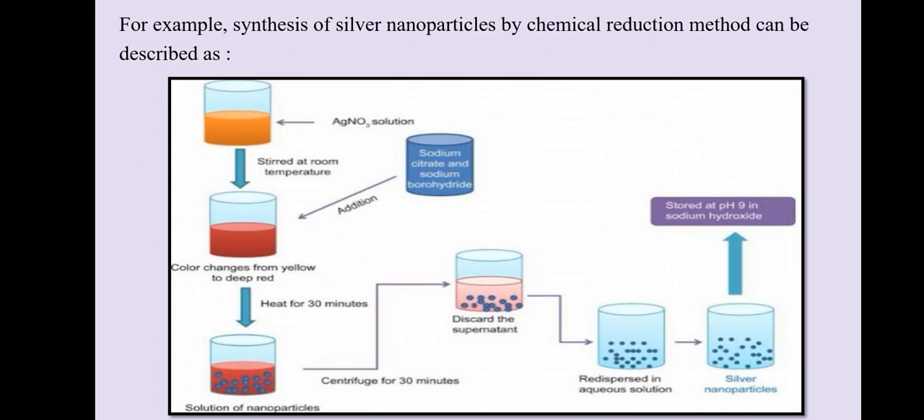Dried powder of nano-size silver can be obtained by freeze drying. The particle size of silver nanoparticles can be from 15 to 48 nanometers. That is the process of synthesis of silver nanoparticles by the chemical reduction method.